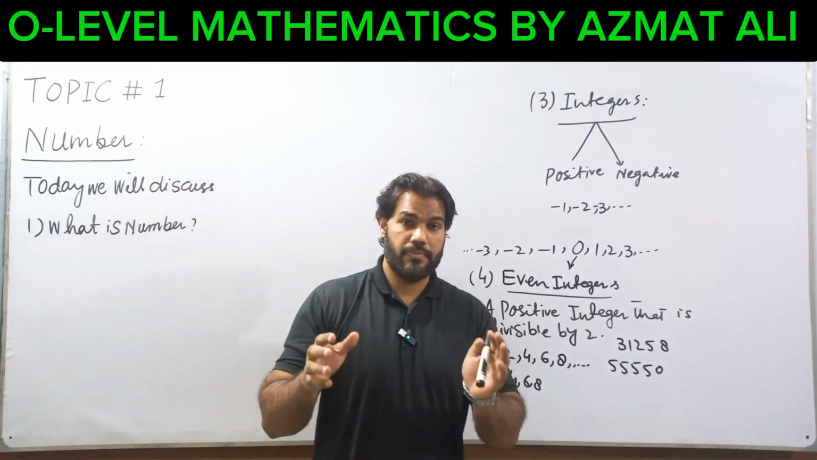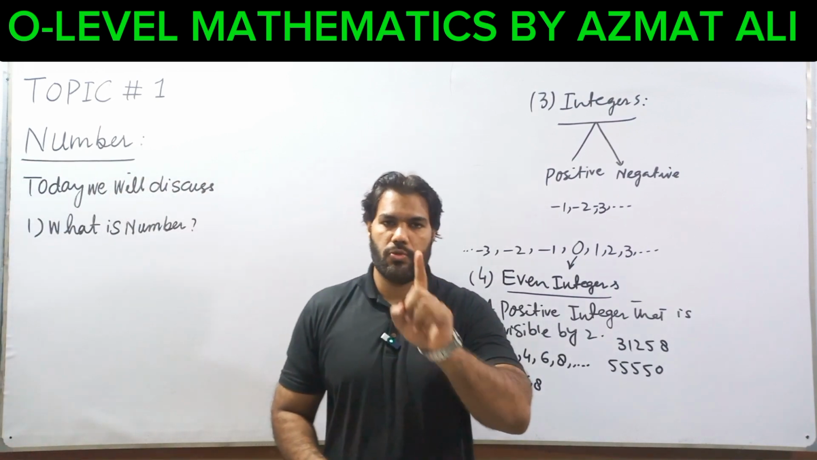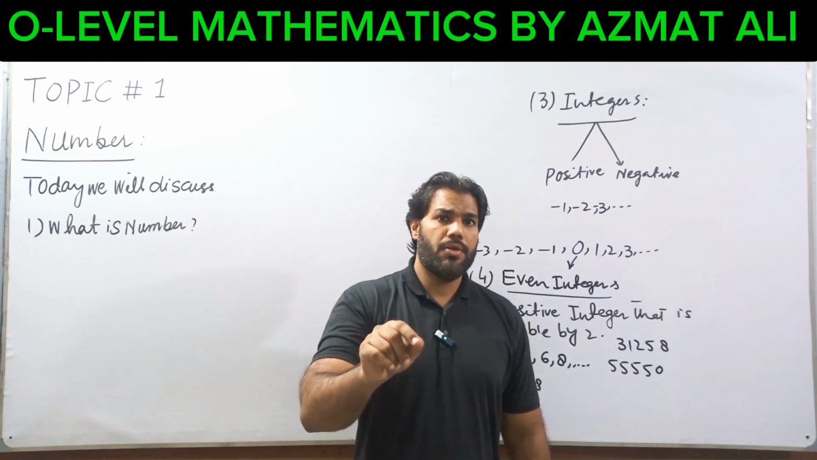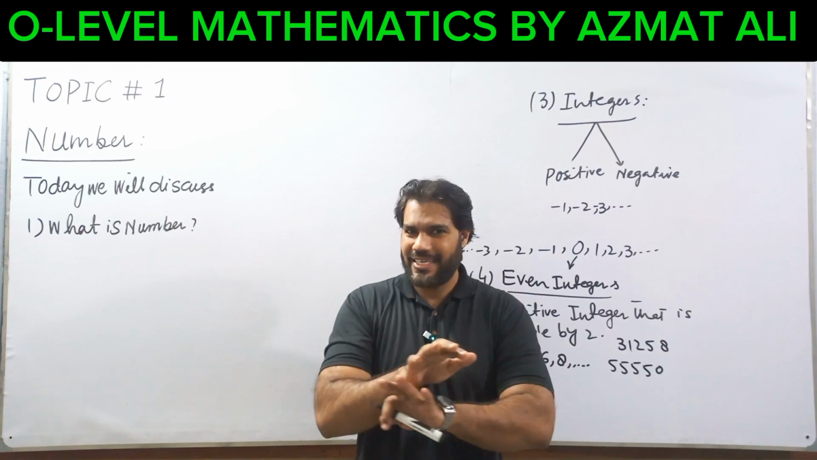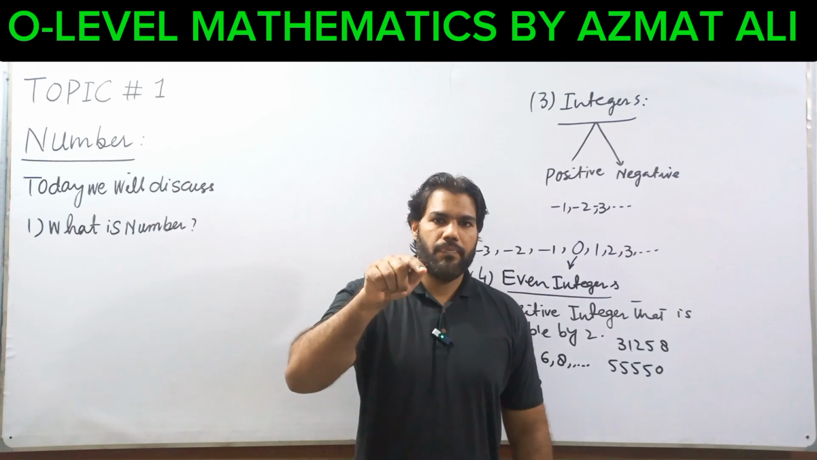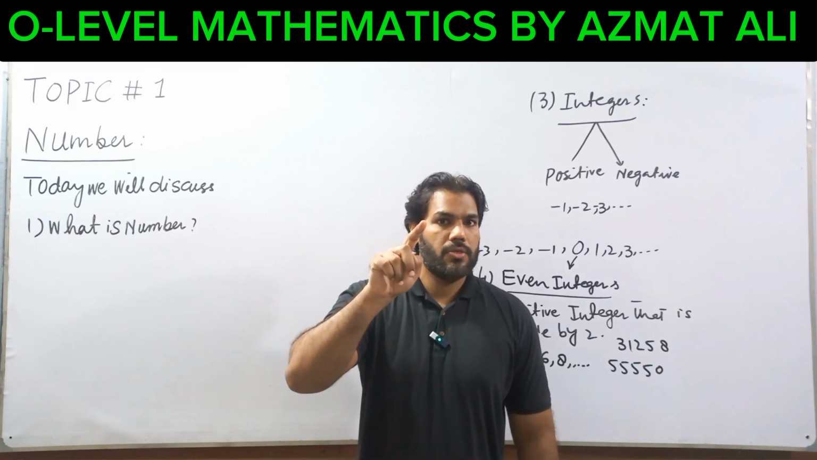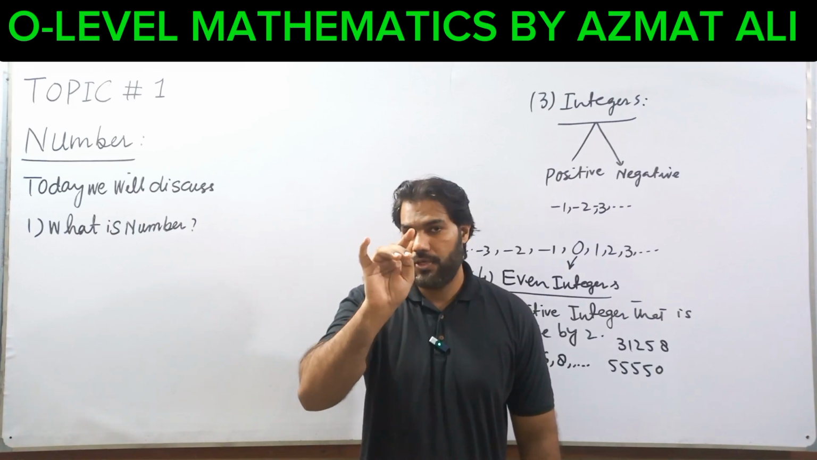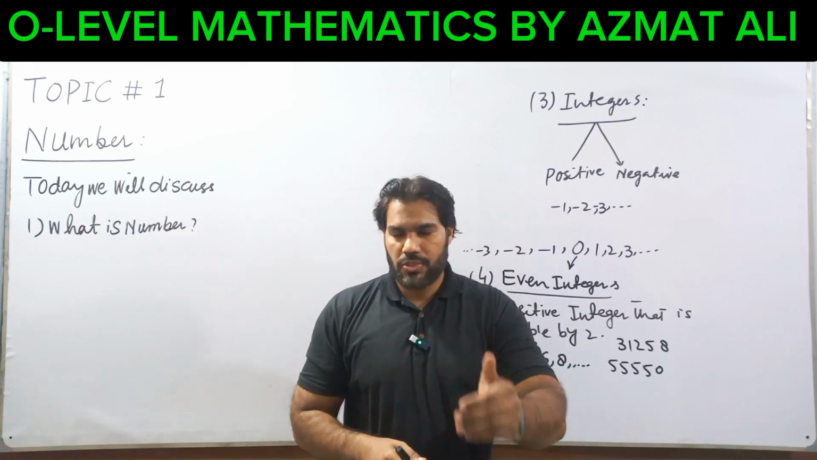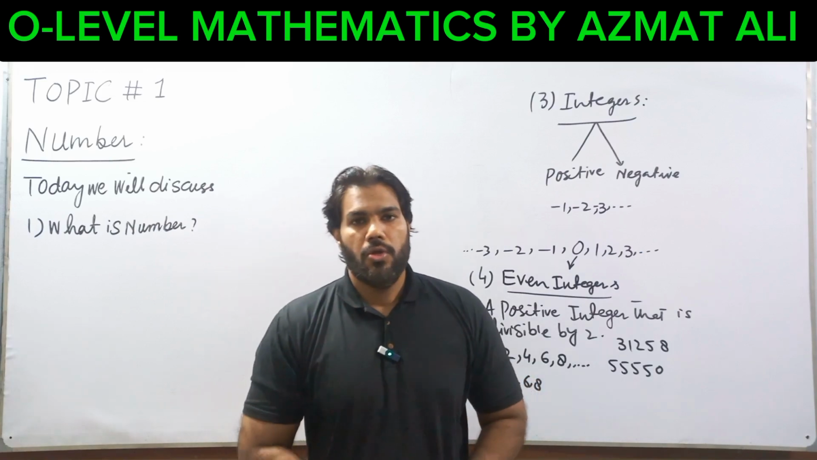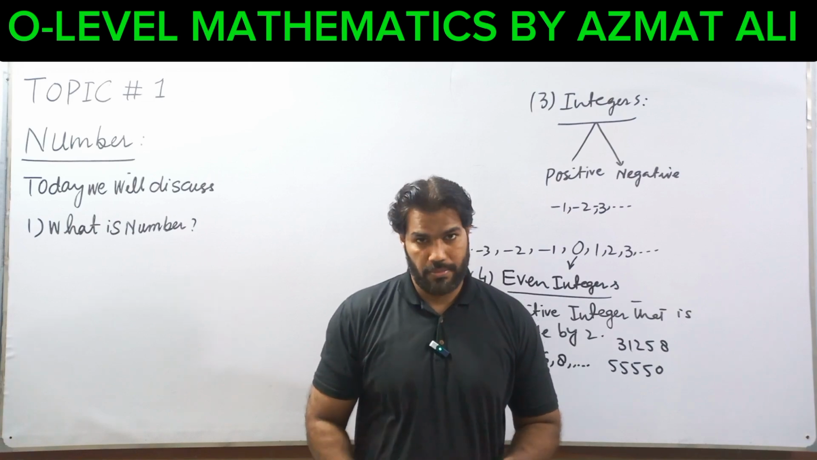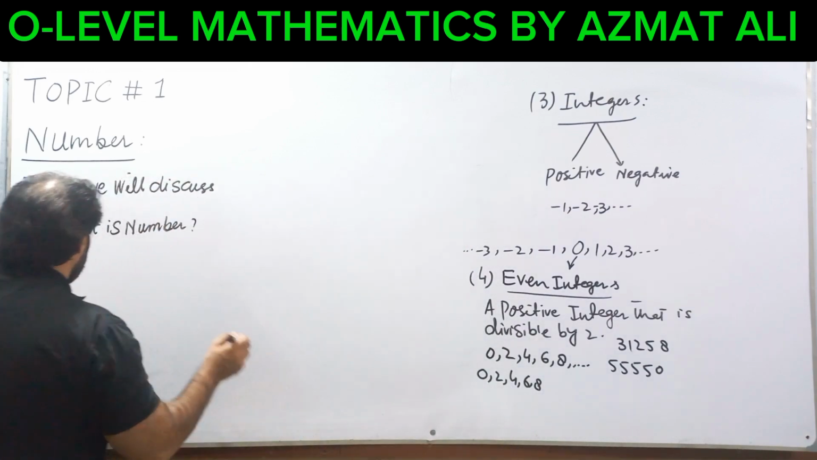An odd integer will also be a positive integer. A positive integer that is not exactly divisible by 2. Exactly divisible by 2 means its remainder will be 0. If the remainder of a number after division by 2 is 0, then we say that the number is exactly divisible by 2. So if a number is not exactly divisible by 2, then that number is called an odd number.